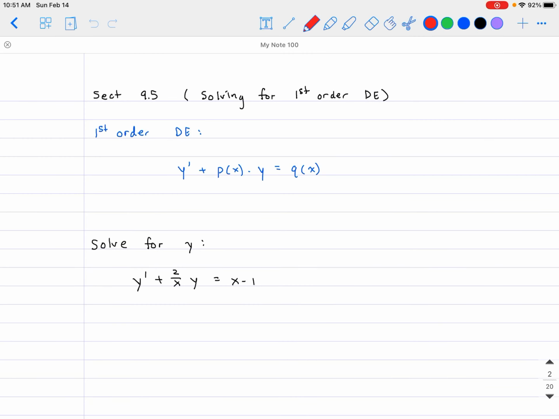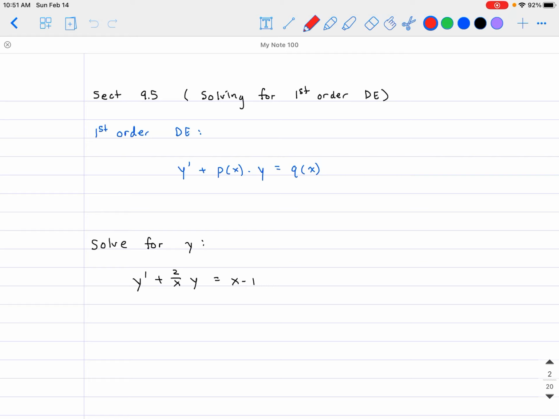Hello and welcome everybody. Today in calculus we are going to conclude on how to solve for the first order differential equation. So in the past you have learned how to solve for differential equations using separable variables. That means to get all the y's on one side, get all the x's on one side, and then afterward integrate both sides accordingly.